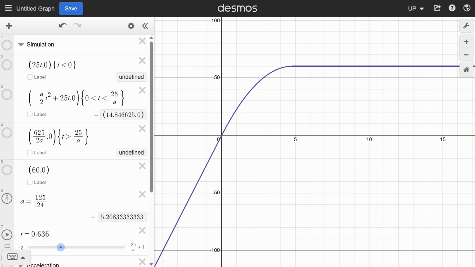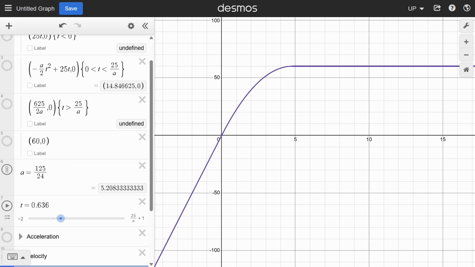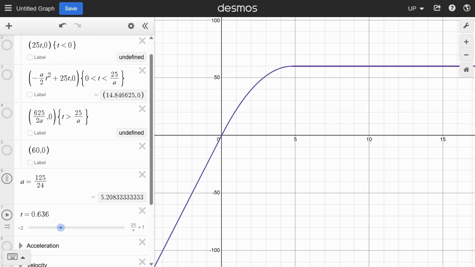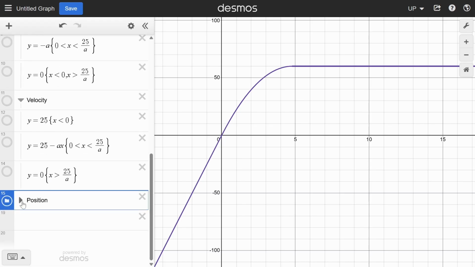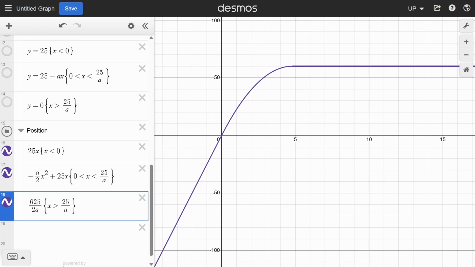So here you could see there are some parameters that I used, and feel free to try it on your own and try to model your own problems in your own problem sets.